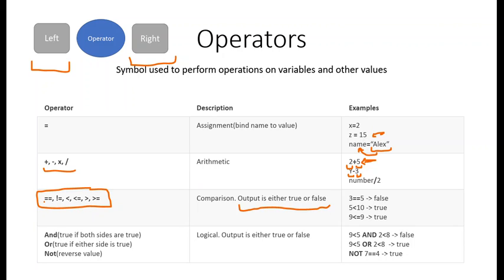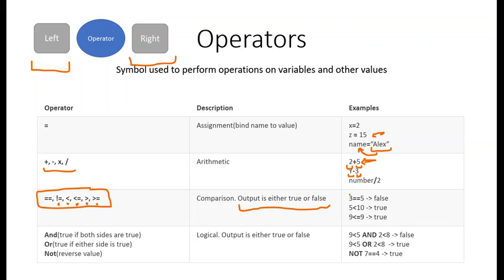Double equal sign means basically, is the left side equal to the right side? Exclamation mark and equal means, is the left side not equal to the right side? The third one is, is the left side less than the right side? Is the left side less than or equal to the right side? Is it greater than or equal to the right side? See, we have so many comparison operators, where each one serves a different purpose. So let's look at the examples here.